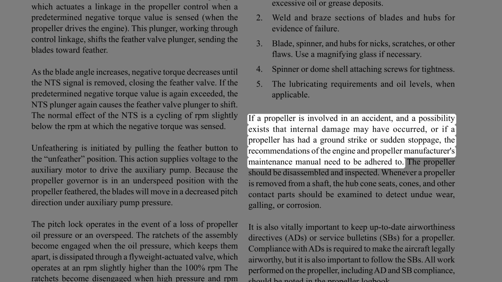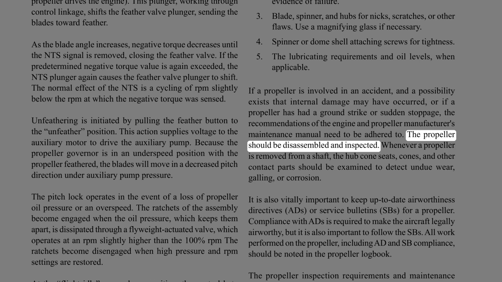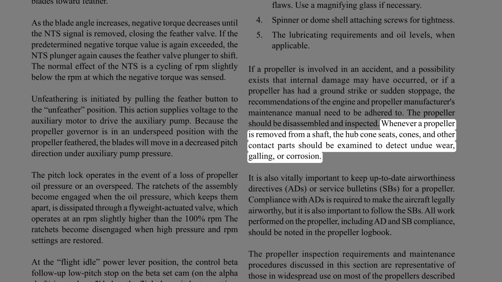If a propeller is involved in an accident, and a possibility exists that internal damage may have occurred, or if a propeller has had a ground strike or sudden stoppage, the recommendations of the engine and propeller manufacturer's maintenance manual need to be adhered to. The propeller should be disassembled and inspected. Whenever a propeller is removed from a shaft, the hub cone seats, cones, and other contact parts should be examined to detect undue wear, galling, or corrosion.